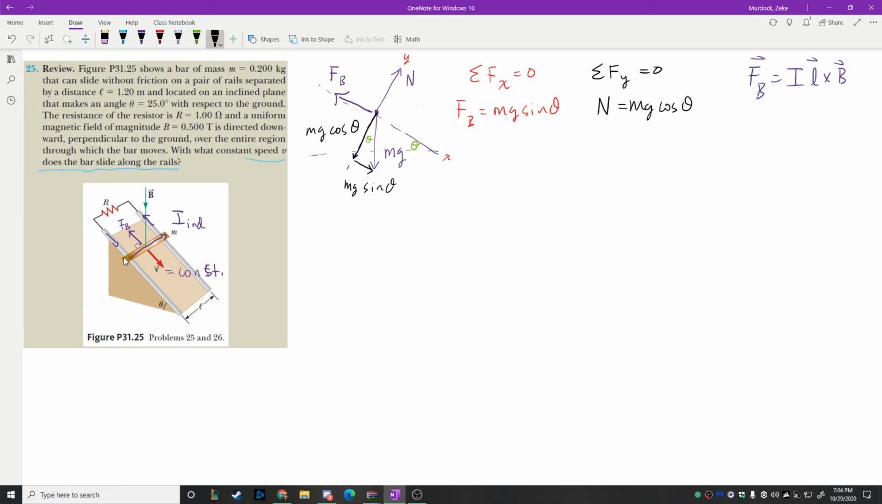And in order to find the velocity, what we're going to now have to figure out is what the current is here. What is the induced current? So we know that in this equation, I L B is going to be equal to mg times the sine of theta, but we need to know what I is. Okay. So to find the induced current, we're going to use Faraday's law, which says that the magnitude of the induced current is going to be equal to the induced EMF over R, which is going to be equal to negative d times the time rate of change of the flux.